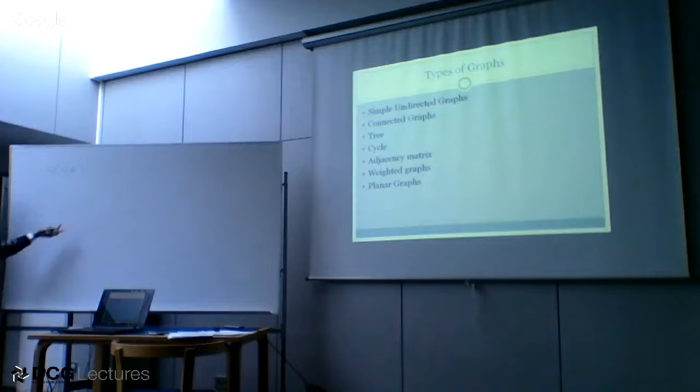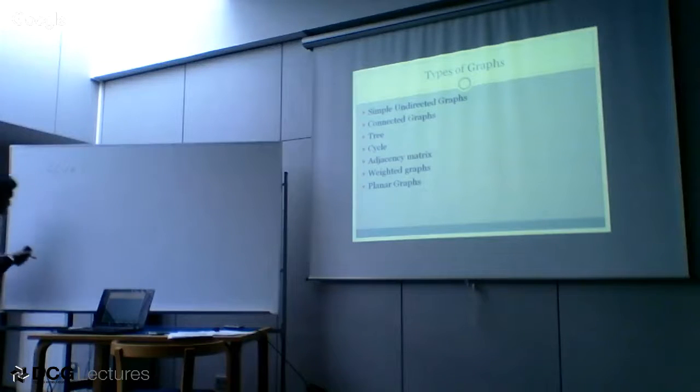Similarly, this is a cycle of length 3, because again it is closed, and here there is no cycle. So a cycle is a closed path. And if a graph doesn't have any cycle, we call it a tree. So for example, something like this. So this is a tree because it doesn't have any cycle.